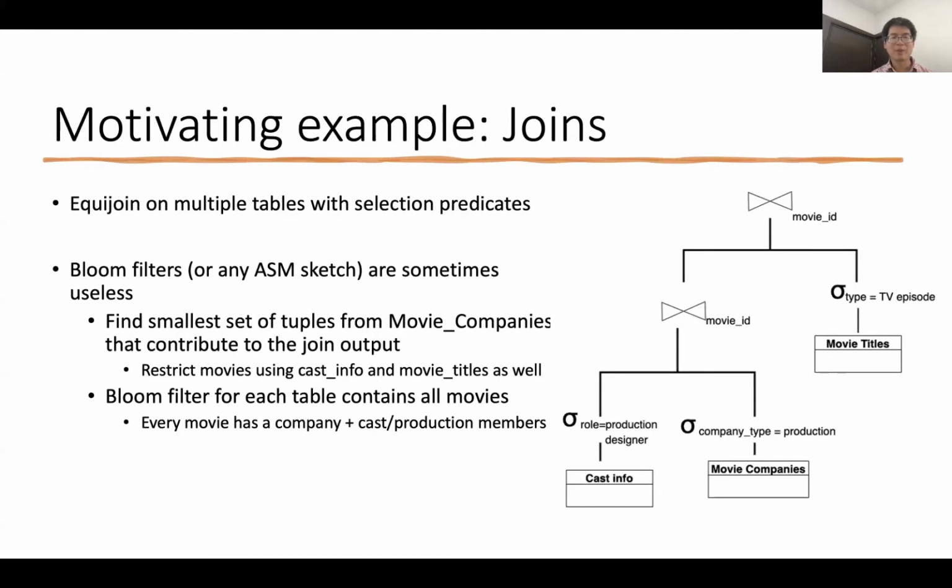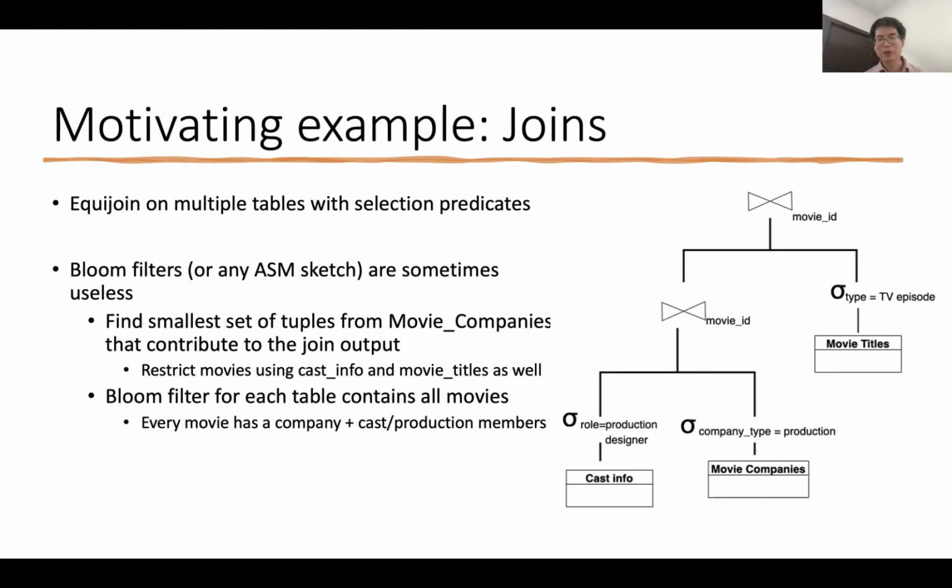So concretely, how might such a sketch be used? The motivating example we use is in join processing. Suppose you have multiple tables that you want to join together, all on the same ID, and where each table has a selection predicate applied to it. When you're processing the join, whenever you're scanning a table, ideally you'd be able to use information from all the other tables to restrict the intermediate outputs of that scan.